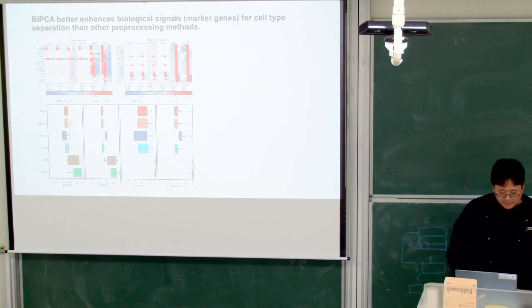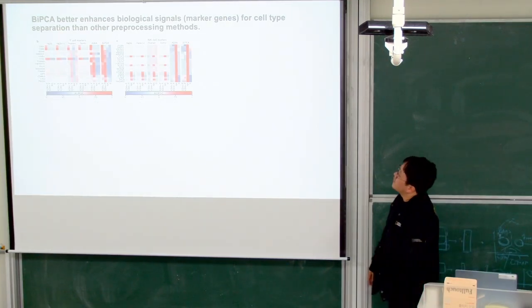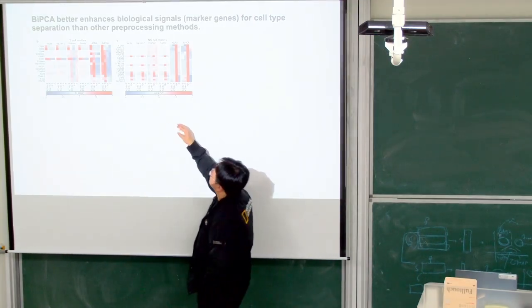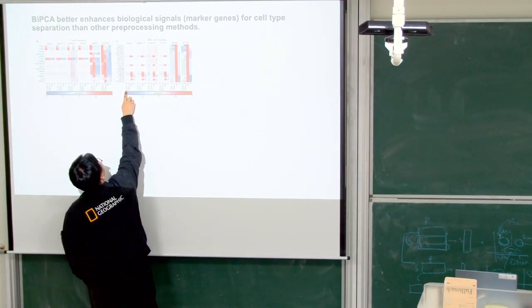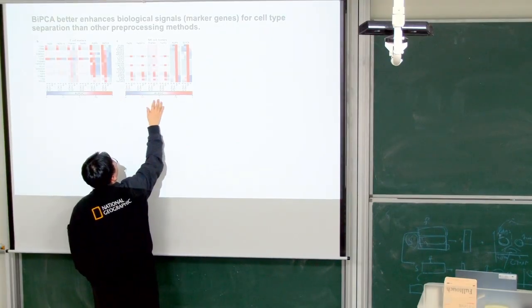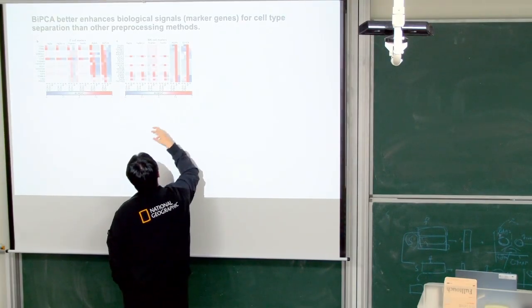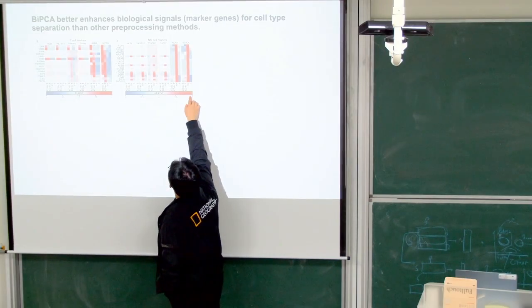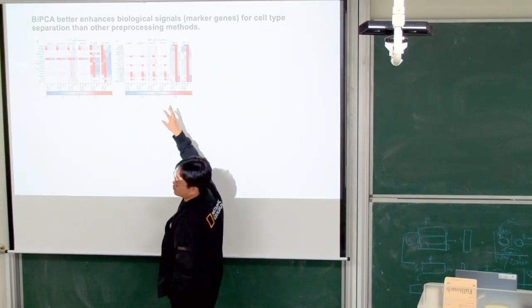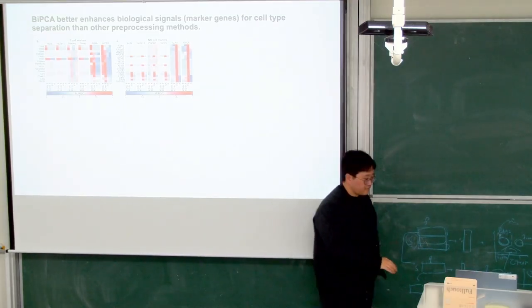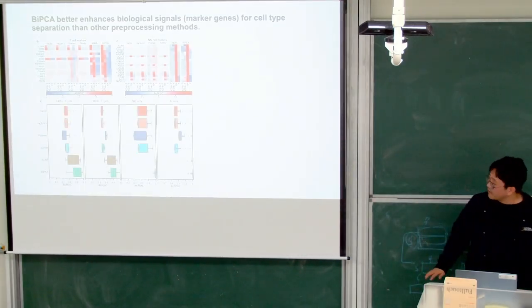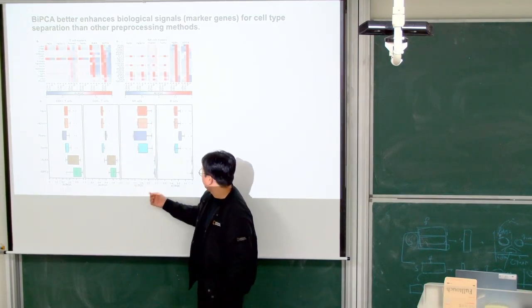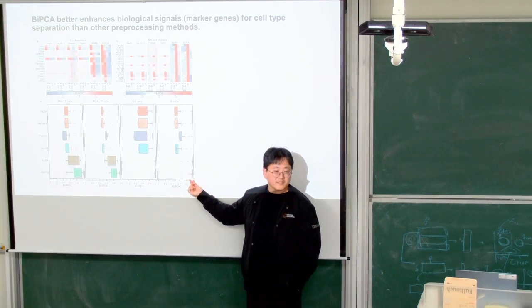And furthermore, they mentioned that their algorithm can find the marker gene for each cell type. So X is a cell type, and this color indicates the score. As you can see here, their method can find the marker genes more strongly. So they tested it against multiple pre-processing methods, and they argued that their algorithm is best.